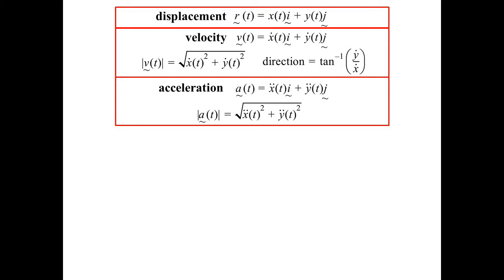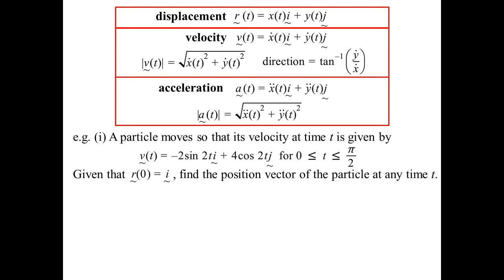Acceleration, I'd now go and differentiate velocity. So it's x double dot in the horizontal direction, y double dot in the vertical direction. And the magnitude of the acceleration, again, I could use my Pythagoras distance formula, call it what you will, the square root of x double dot squared plus y double dot squared. So let's just look at an example.